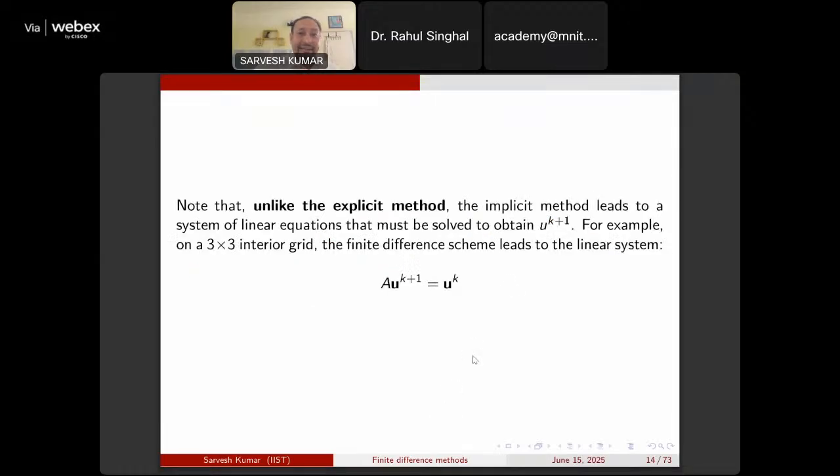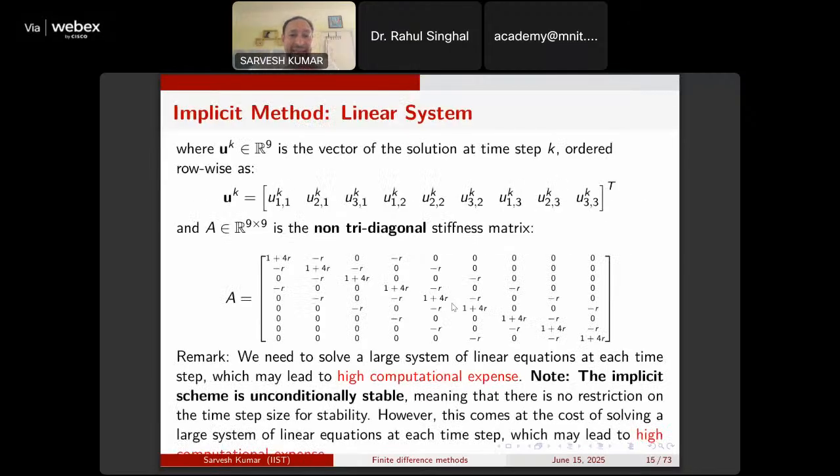Yeah. So unlike the explicit scheme, this scheme leads to a system of linear equations which must be solved for u^(k+1). So this is the structure we get, right? u^(k+1), the A is here. This is the structure you get.